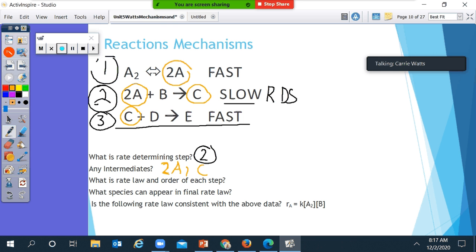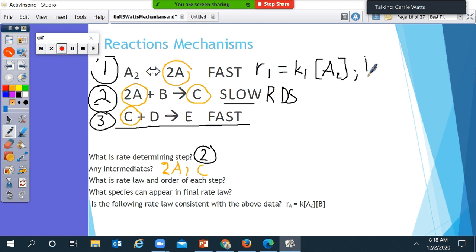What is the rate law and order of each step? Now in each step, you can leave the intermediates, so we don't have to worry about substitution. We only worry about the substitution for our final rate law. So for number 1, I'll just call it R1, is equal to K1 times the concentration of A2. So for R1, this would obviously be first order.